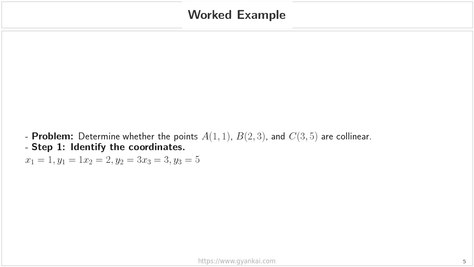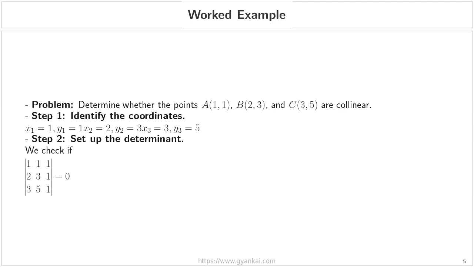Step 2, we set up our determinant. Based on the condition we learned earlier, we need to check if the determinant of a 3x3 matrix, where the first column is our x values, the second column is our y values, and the third column is all ones, is equal to 0. So we are checking if the determinant of the matrix with row 1, 1, 1, 1, row 2, 2, 3, 1, and row 3, 3, 5, 1 equals 0.